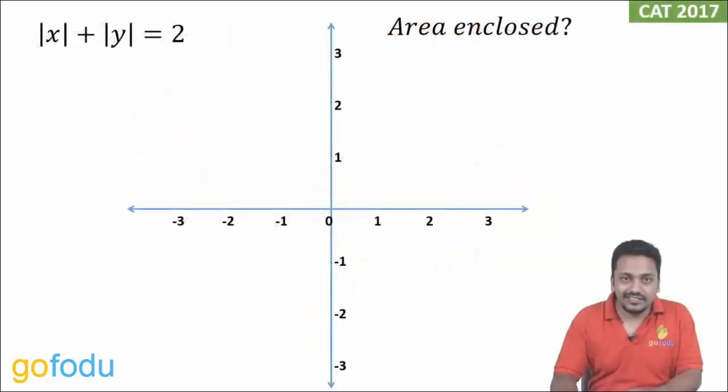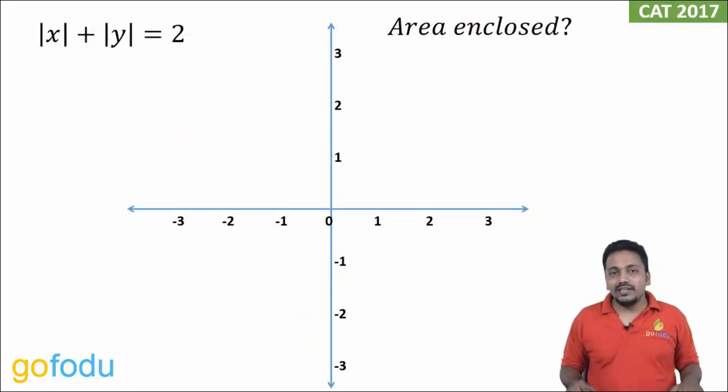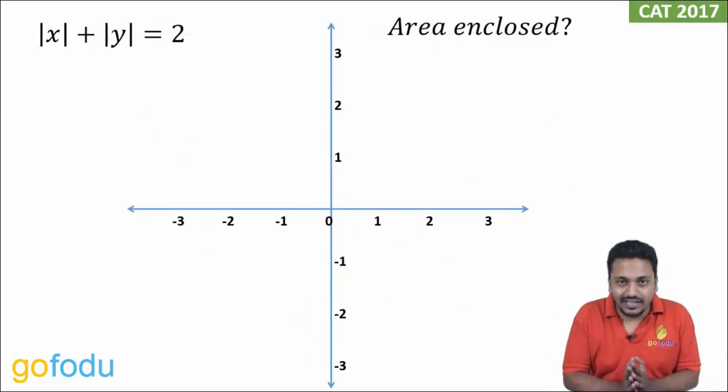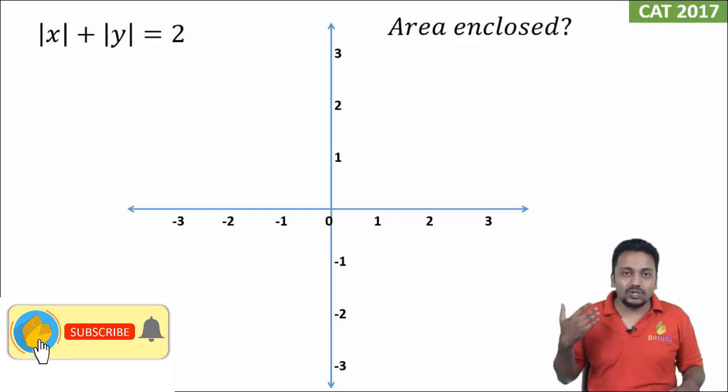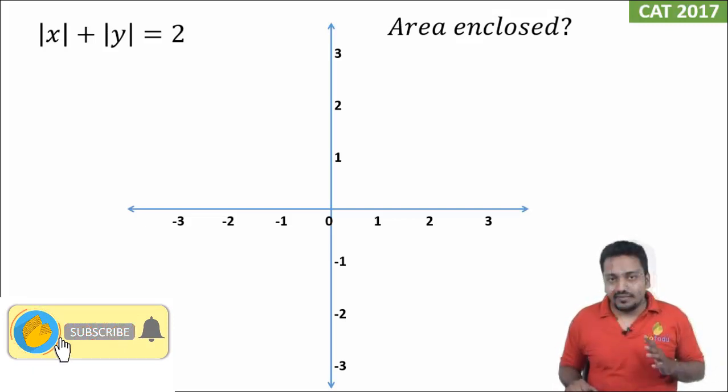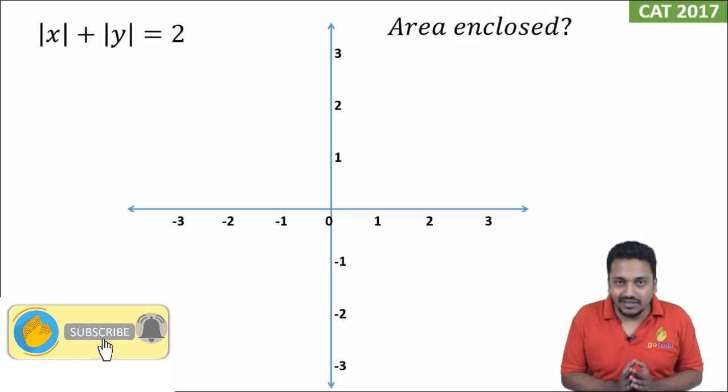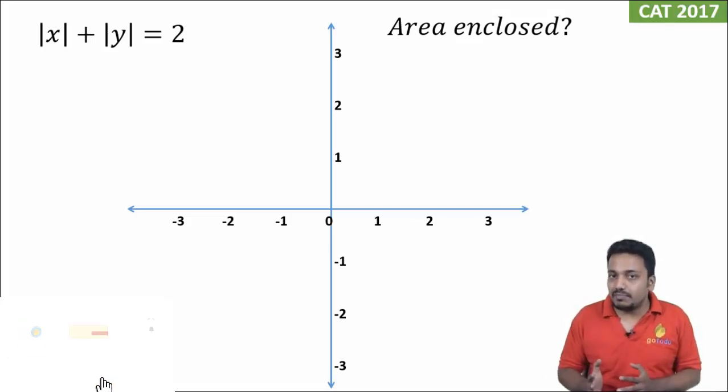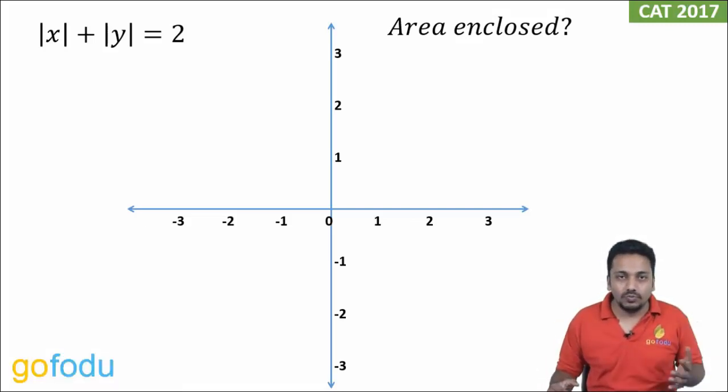Last but not the least, this concept is pretty important. It has been asked in CAT twice, and the recent occurrence being in CAT 2017. Find the area of the closed region bounded by the equation mod x plus mod y is equal to 2.